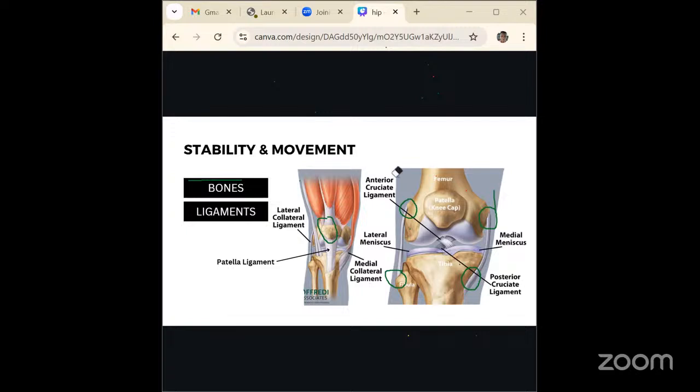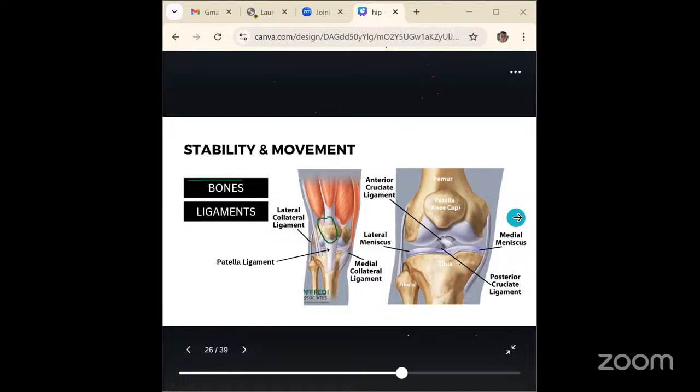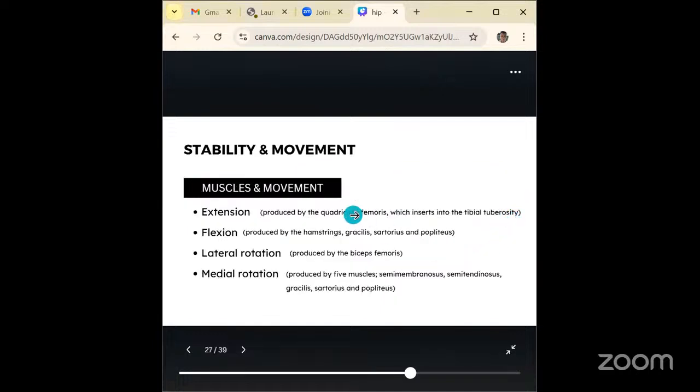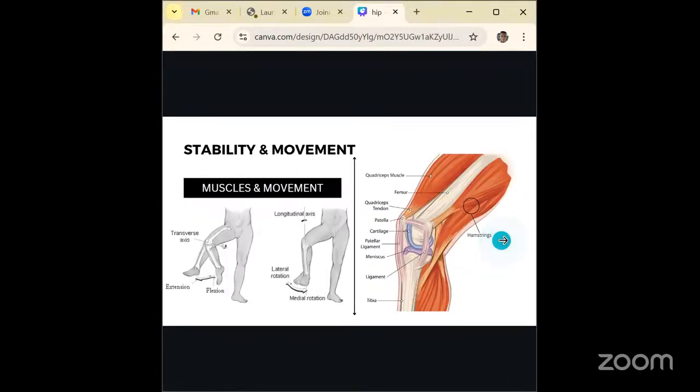Okay, so let's move further. I think with all these explanations, the only thing that is remaining now is meniscus or menisci. And then it's basically the same thing with the hip, just different structures. So for extension, let me use this other.